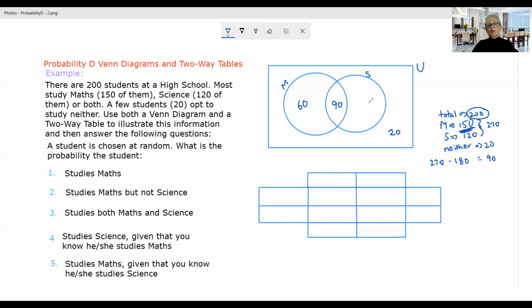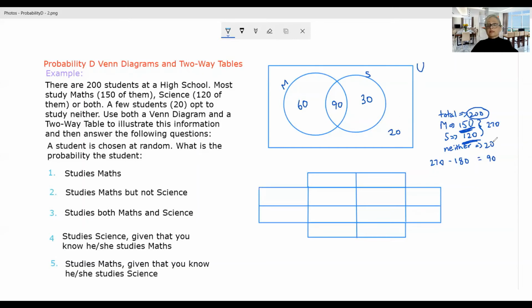What's this number going to be? Well, our total for science is 120. 90 of them are already accounted for. 120 minus 90 gives us our 30 here. Now, just to check, 60 plus 90 is 150, plus 30 is 180, plus 20 is our 200. Always, those 4 categories have to add up to your total.